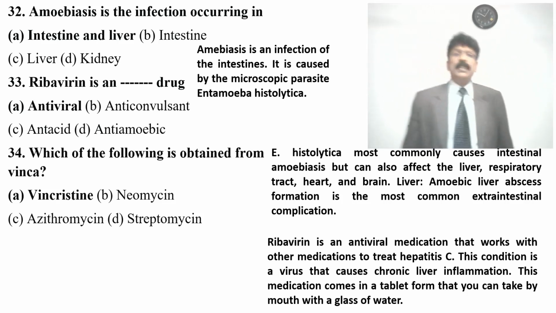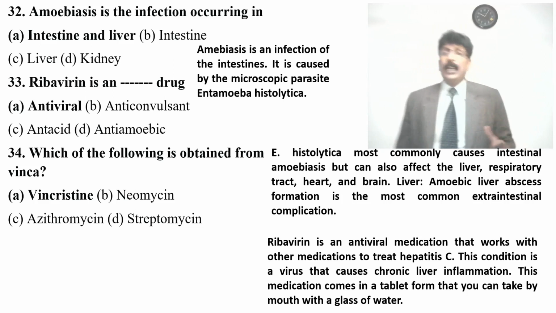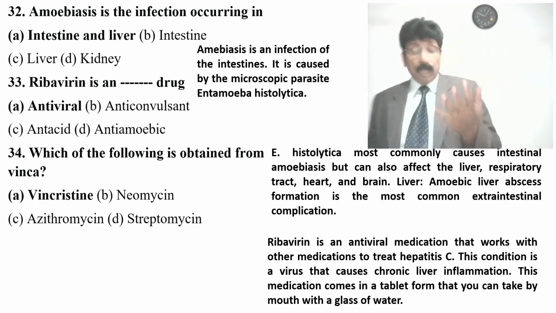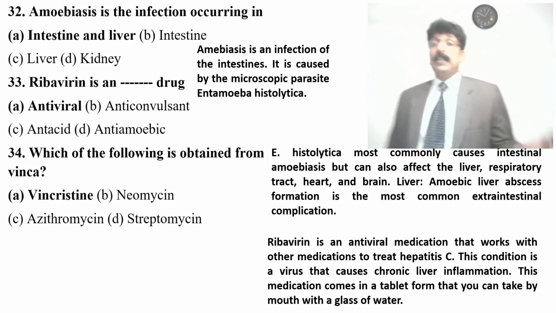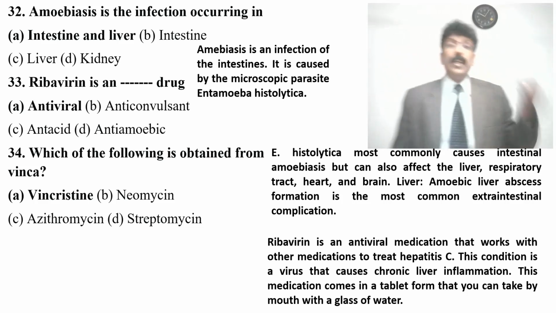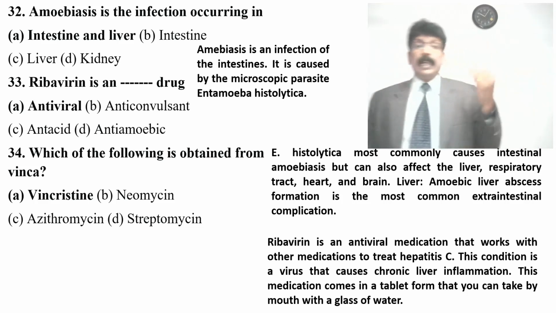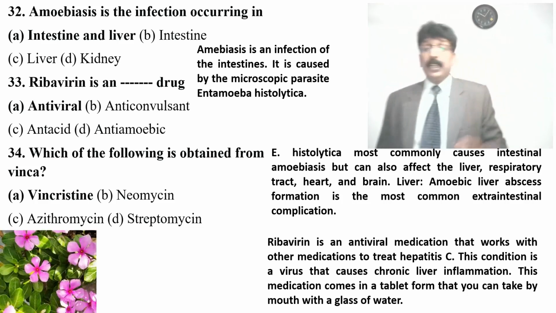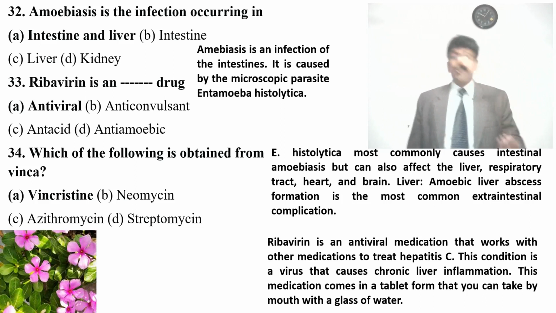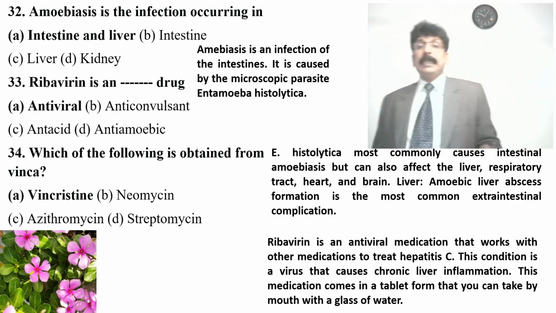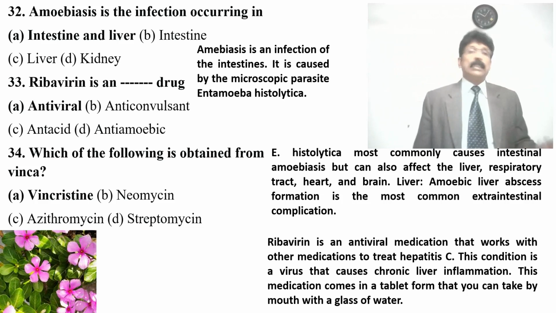Which of the following is obtained from Vinca? Vinca rosea is the plant with anti-cancer constituents, which include vincristine, vinblastine, and vindoline. These are all present in the plant. They gave a choice of vincristine, neomycin, azithromycin and streptomycin, but vincristine is the right answer. The constituent present is very low: if you take 1 ton of the plant, you will get about 3 grams of vincristine and vinblastine isolated.